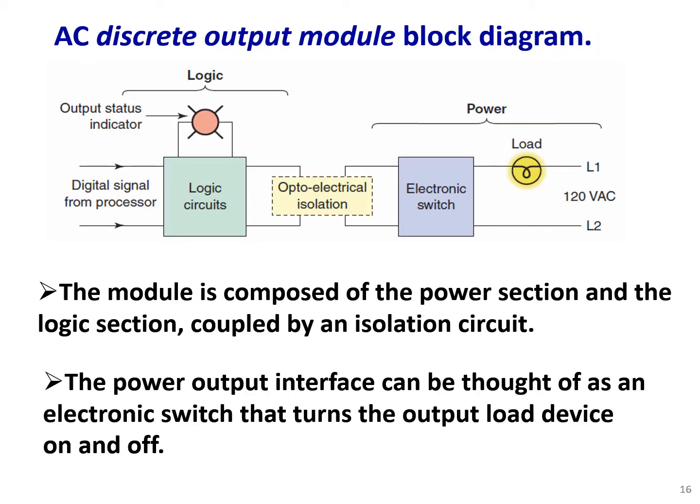For the output module, we have almost the same diagram. We have the power side and we have the logic side and we have the optical isolator. The module is composed of the power section and the logic section, coupled by an isolation circuit. The power output interface can be thought of as an electric switch that turns the output load device on and off. So we could see this is kind of like a switch that turns on and off the power side.